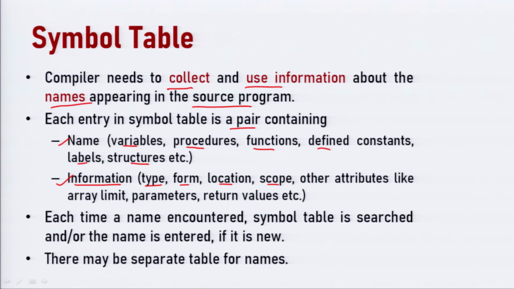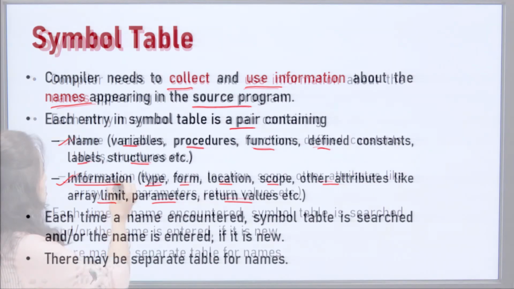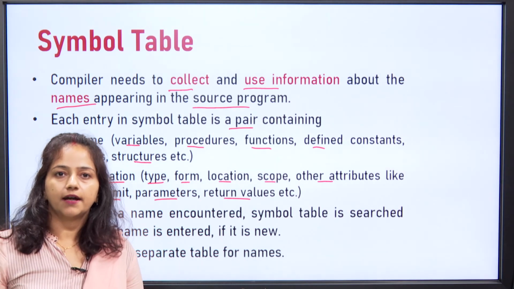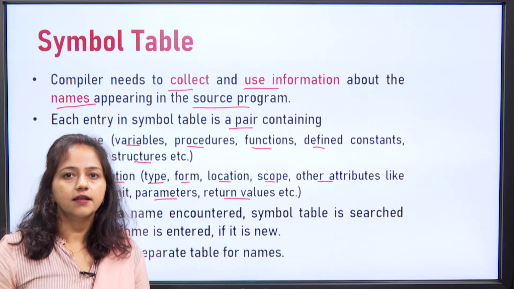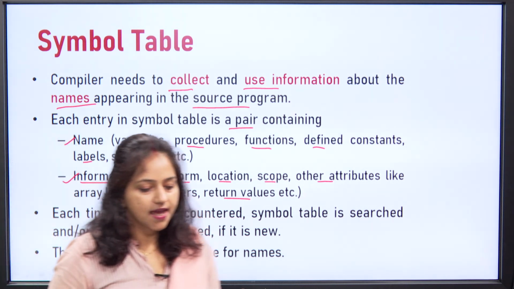Next it could hold certain other attributes like array limit, like upper bound and the lower bound for the array that we are using. The parameters, parameters mean in procedure or in function there could be formal parameters. So, the parameters and the return value, meaning functions may be returning some value. So, this is related to the information that we store in symbol table with respect to each variable that is encountered in source program.